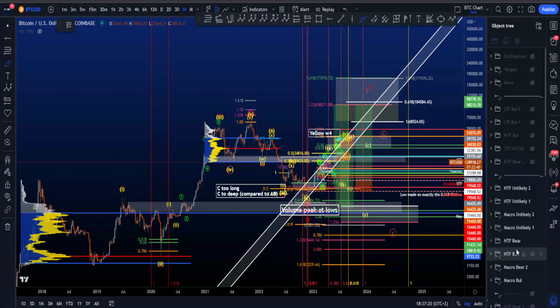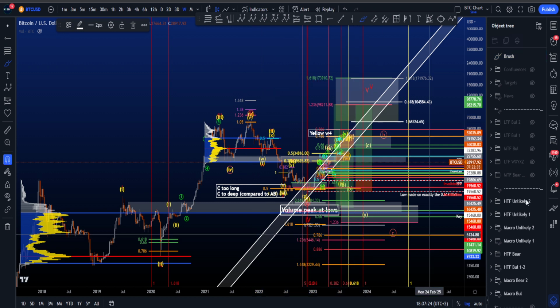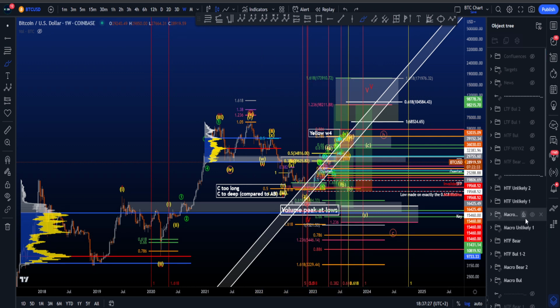Hi everyone, let's have a look at my preferred bullish and bearish macro and high time frame Elliott Wave scenarios on Bitcoin, and I will also show you a couple of unlikely scenarios at the end and explain to you why that is the case.